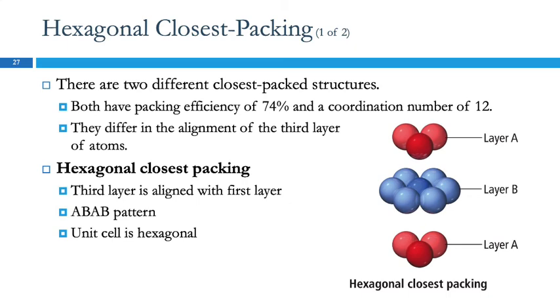So there's 2 types of closest packed structures. They have the same packing efficiency, they have the same coordination number. It's just looking at the third layer that's different. So in hexagonal closest packed, this is not cubic. This is not a cubic unit cell. Here we have layer A and then layer B, and layer A is exactly lined up with layer A. The third layer and the first layer are exactly on top of each other, and these guys are sitting in the little holes in between. So this has a hexagonal unit cell.